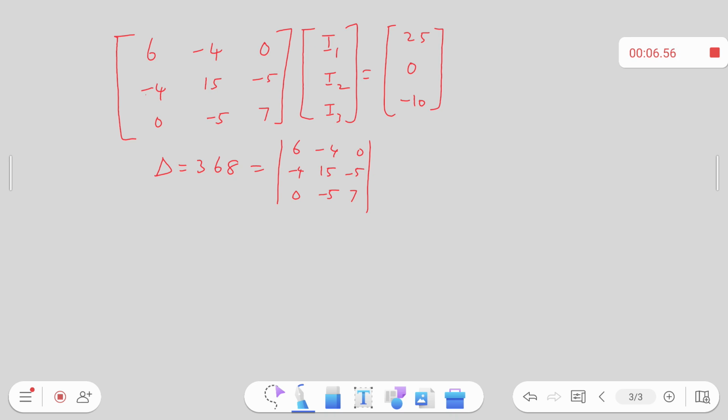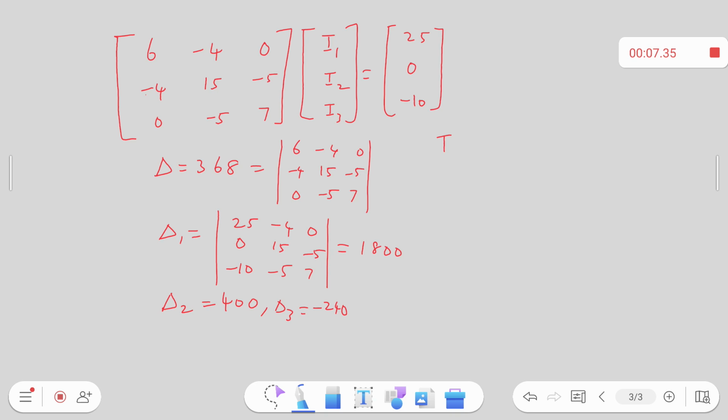Likewise I am calculating del 1 by replacing the first column with 25, 0, minus 10, and then my second column is minus 4 15 minus 5, my third column is 0 minus 5 7. If you calculate the determinant of this, that will give you 1800. Likewise I am calculating del 2. So the del 2 value is 400 and the del 3 value is minus 240. When you are getting minus 240, that means my assumption of the I3 current direction is opposite.